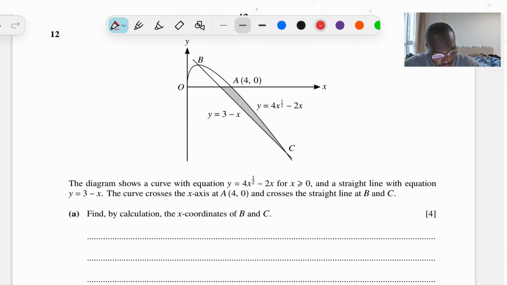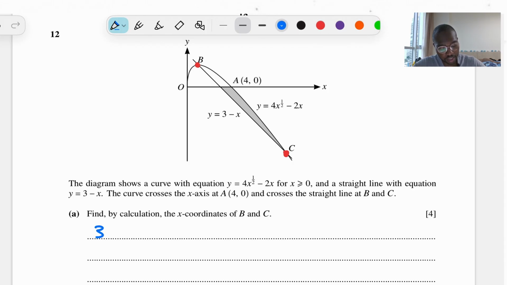So for this question here, we have a curve with equation y is equal to 4x to the power of a half minus 2x. And we also have the straight line, which is y equals 3 minus x. We're told the curve crosses the x-axis at (4, 0) and crosses the straight line at B and C. Find by calculation the x-coordinates of B and C. So to find the x-coordinates of B and C, fairly simple. As we can see, B and C are just intersections of the curve and the straight line, so we can just equate these equations to each other.